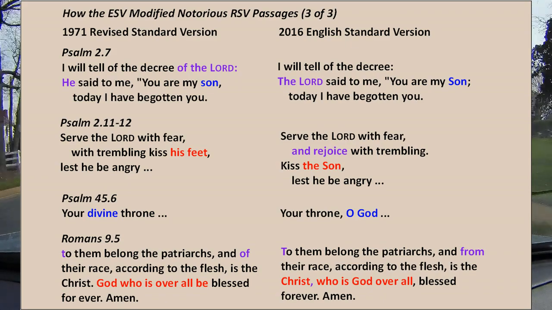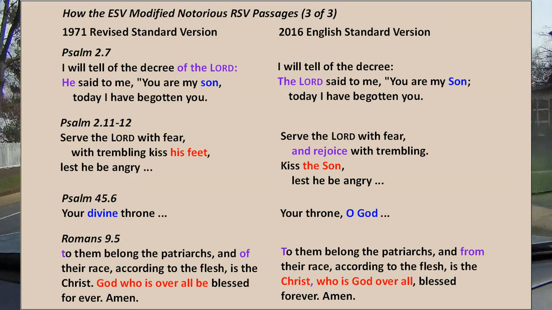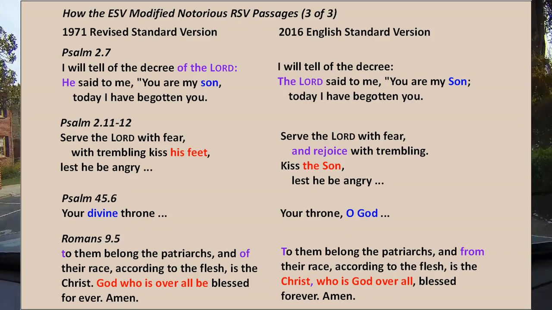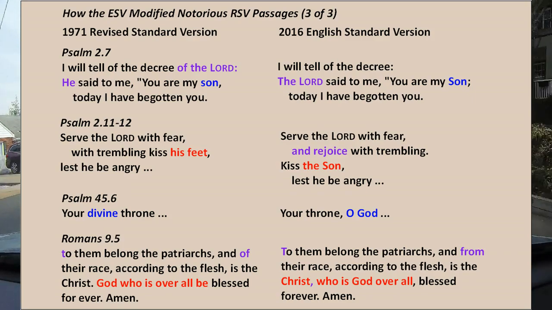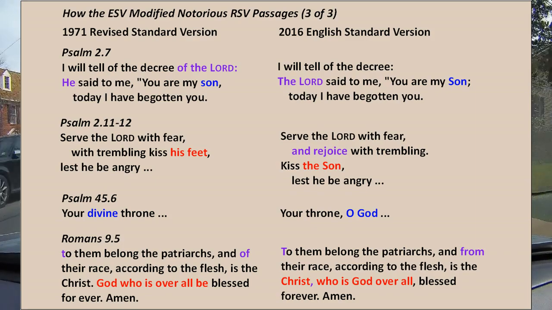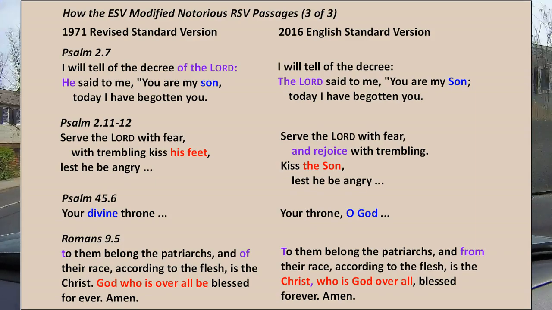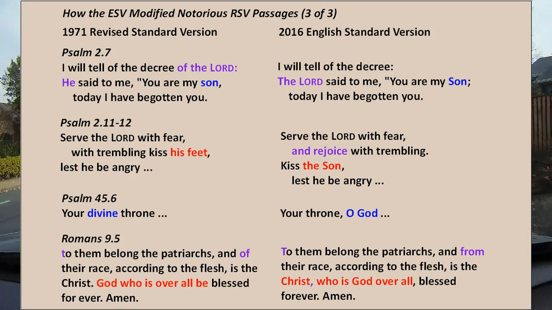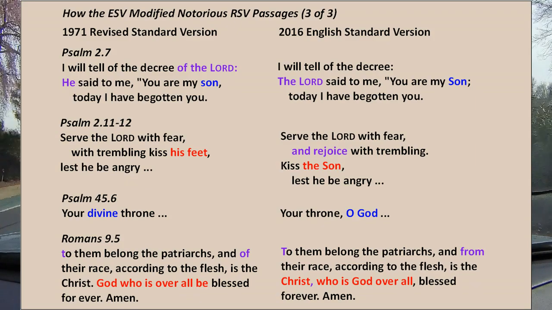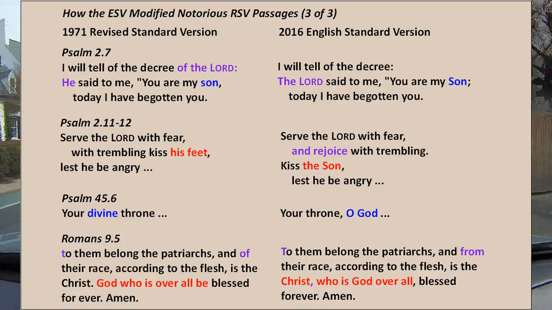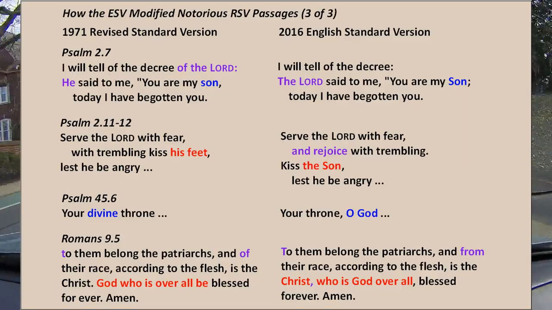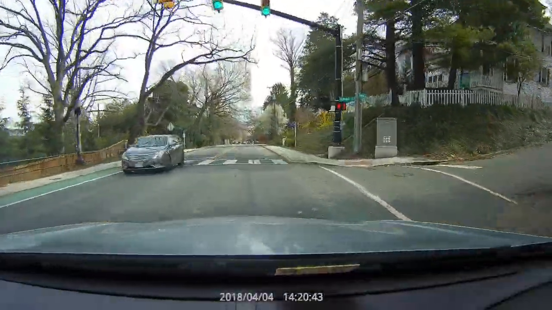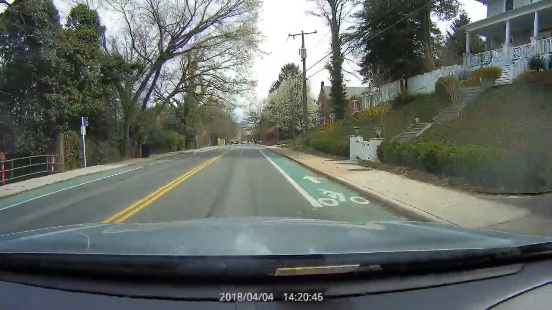The Psalm 45:6 issue is pretty clear. The traditional address there is to God, your throne, O God, whereas the Revised Standard Version means that the throne itself is divine. God may have given it. It may be from God. So Psalm 45:6 in the Revised Standard Version is not actually addressing a person as God.